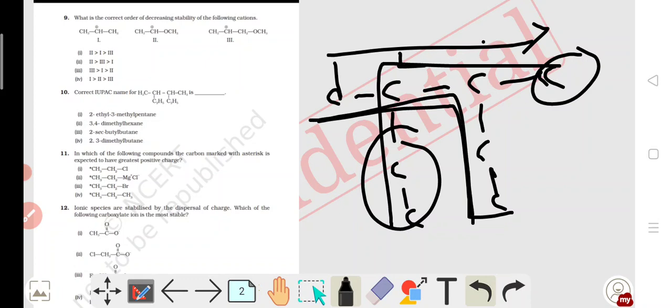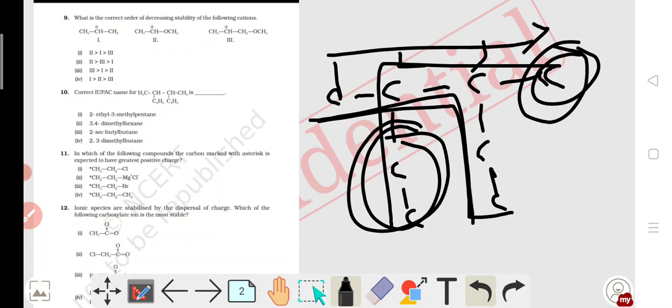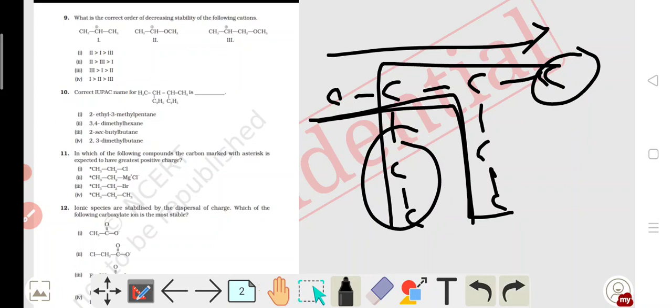So 1, 2, 3, so 3-methyl, 2-ethyl, but in alphabetical order first comes ethyl, then methyl. So 2-ethyl, 3-methyl pentane is my correct option. So my option 1 is correct. Then comes question number 11.